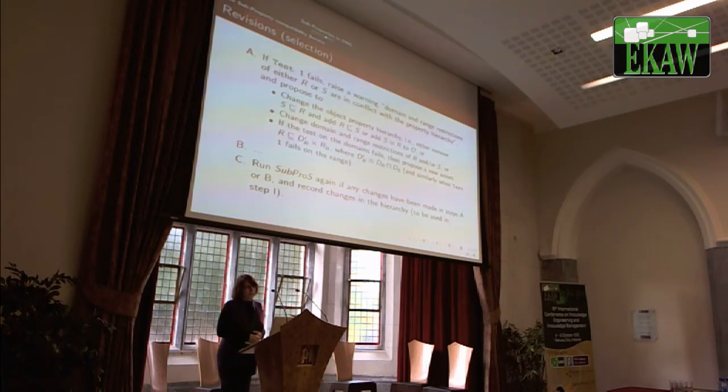So to show here a selection to give a flavor of how those revisions look like. If test 1 fails, it raises a warning that domain and range restrictions of either S or R are in conflict with the property hierarchy. You can either change the property hierarchy itself, or you can change the domain and range restrictions, or you can say, well, look, I have to add a new class there to change it. And a similar thing holds for B.